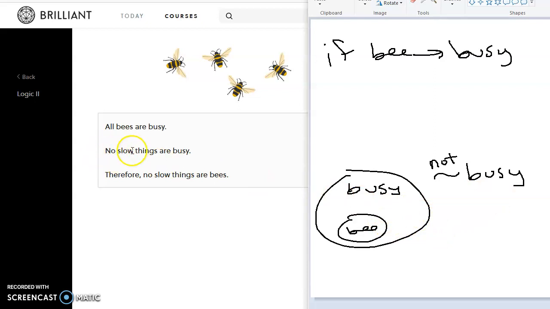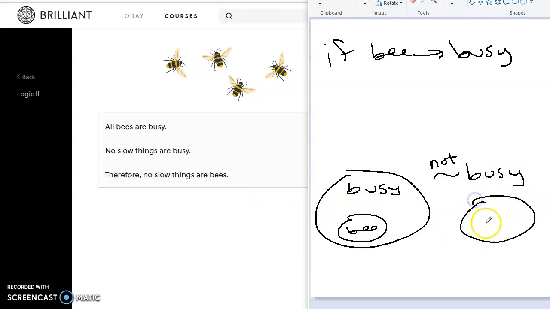Let's look at this second statement. No slow things are busy. Now that's not the same thing as saying if something is not slow, then it's busy. That's different. It's not about slow versus busy. It just says that if it's a slow thing, then it is entirely in this realm of not busy.